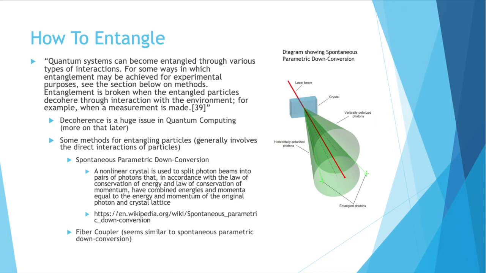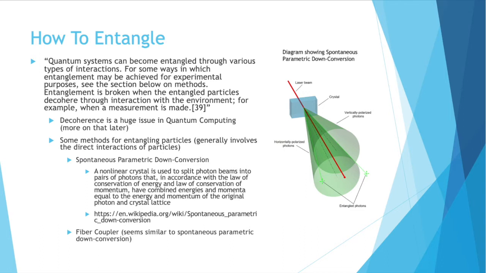wave functions, the qubits. You can entangle via spontaneous parametric down conversion. This is when a nonlinear crystal is used to split photon beams into pairs of photons, so particles of light in this case, that, in accordance with the law of conservation of energy and law of conservation of momentum, have combined energies and momenta equal to the energy and momentum of the original photon and crystal lattice. So you split a photon into 2 smaller pieces that together will have the same energy and same momentum that the original photon had before it was split.